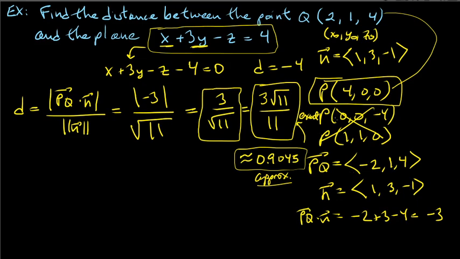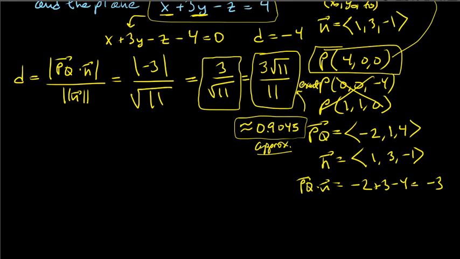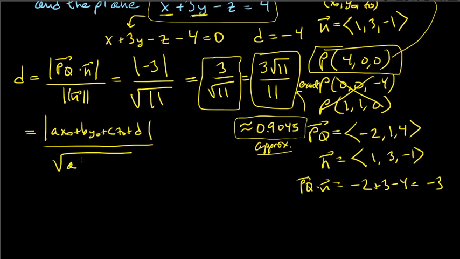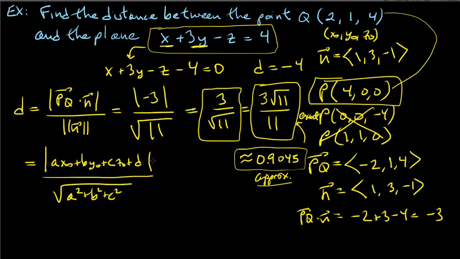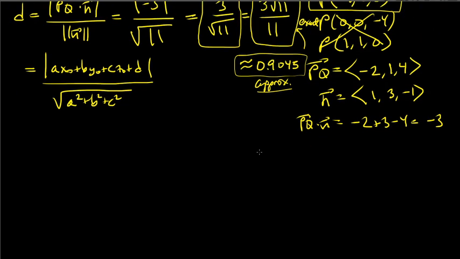Right. So that's using the distance formula for a point and a plane. And by the way, if you use the formula here, this would also work. Plus d. Just be aware, though, that your d is not 4, it's negative 4. And if you use d equals 4, you're going to get the wrong answer. So be careful of that.